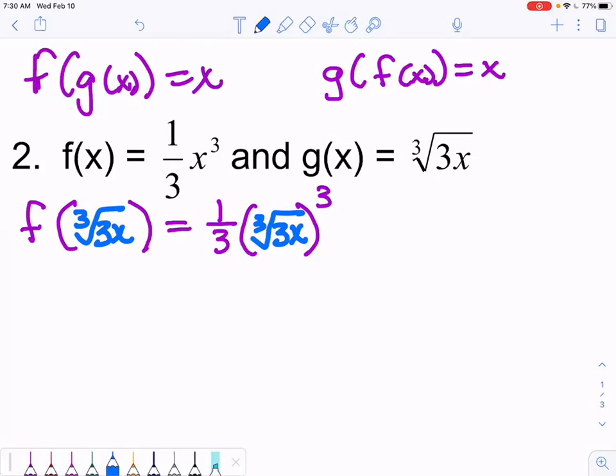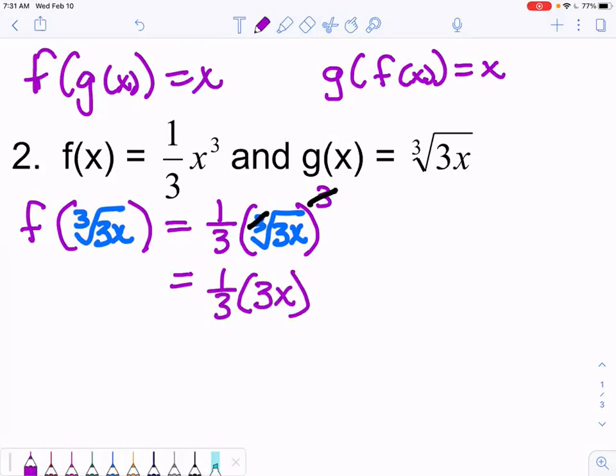So Riley, if I have a cube root of 3x or cube root of anything, and then that value is cubed, what happens with a cube root and a cube? Yeah, they both cancel out. They undo each other. They're opposite operations. Just like a square root and a square cancel each other out. So if I have a square root and I square it, it cancels out. Same thing happens here with a cube root and a cube. So that means what we have left is 1/3, and then it's just 3x. There is no root anymore.